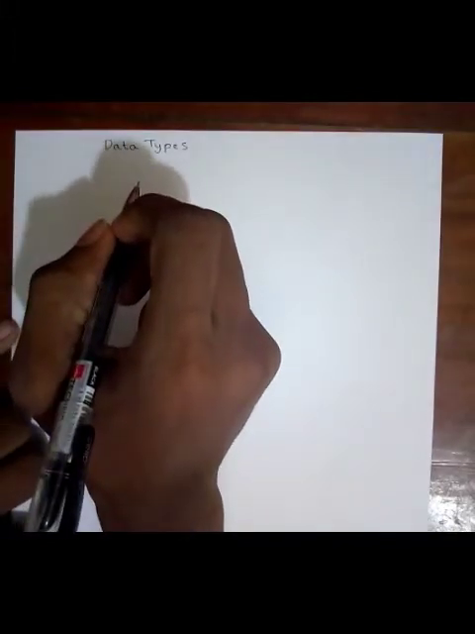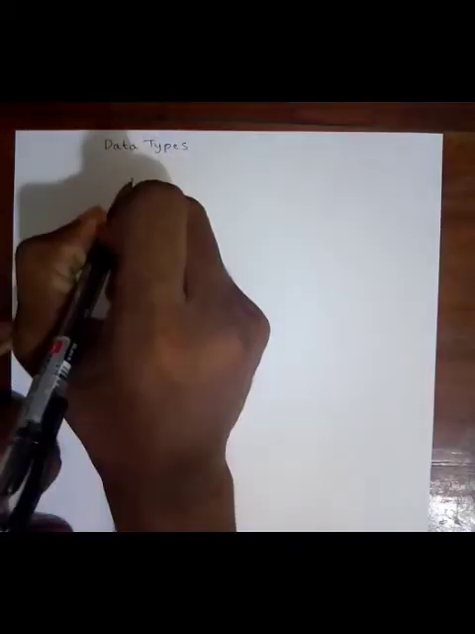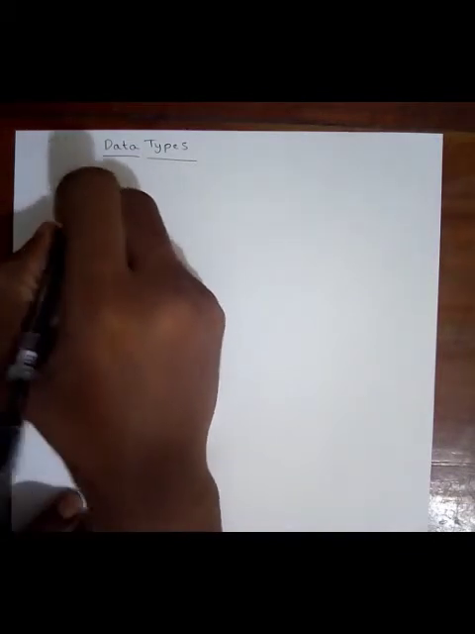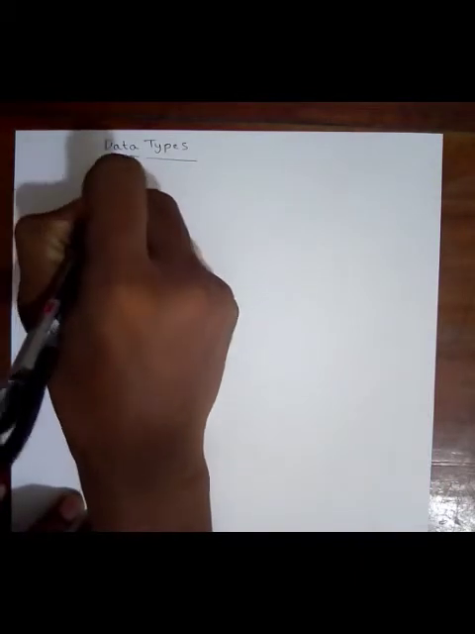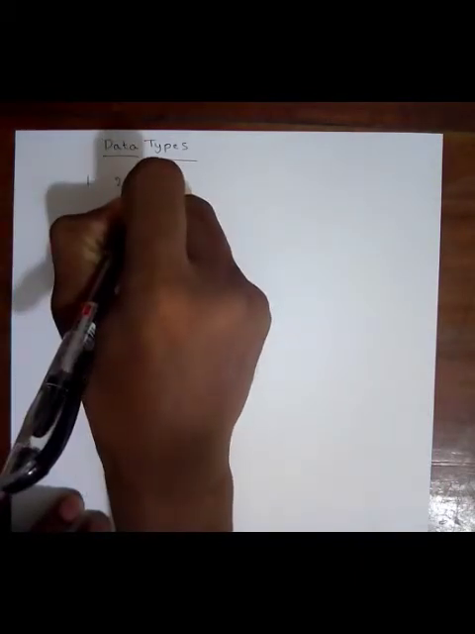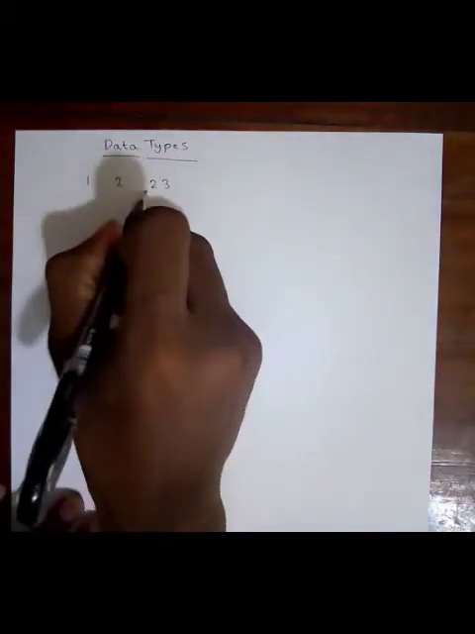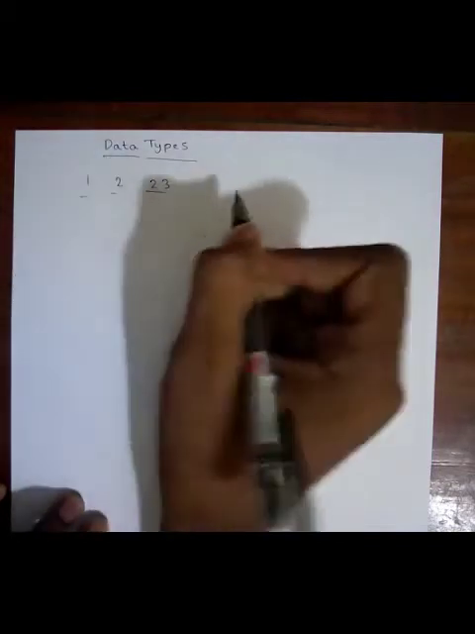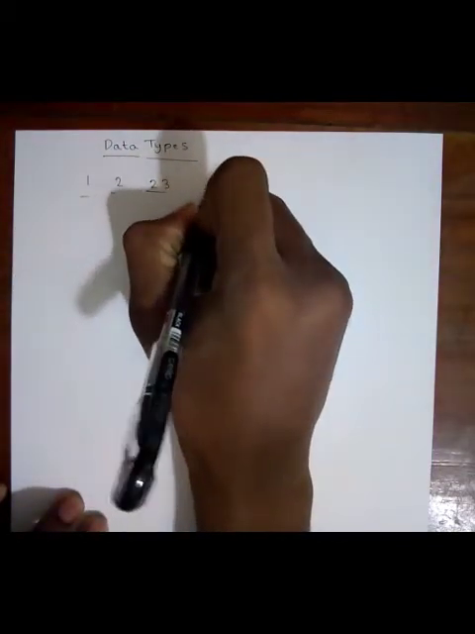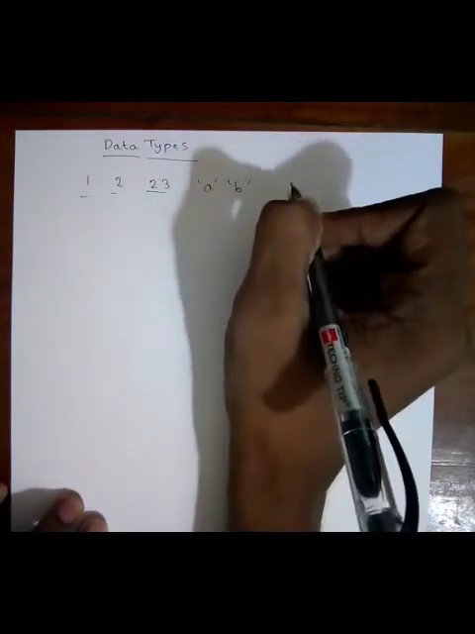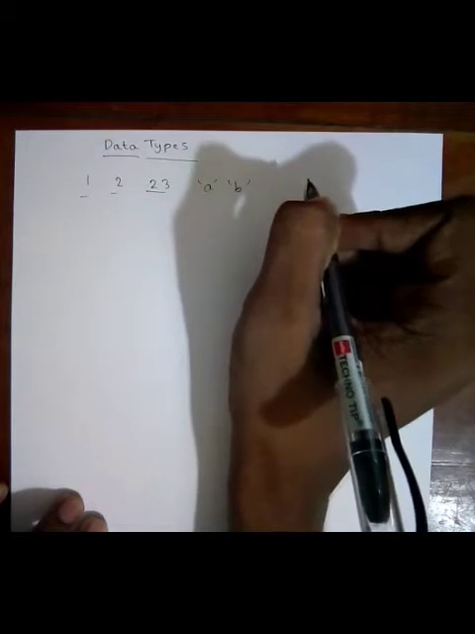So what are data types? Data types are nothing but types of data. A computer has to deal with different types of data. For example, numbers like 1, 2, 23, all these numbers are a specific type of data. Also, alphabets or characters like A, B, this is another type of data. So a computer has to deal with different types of data.